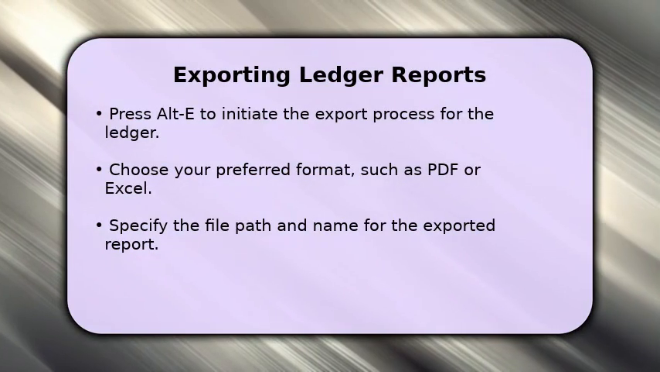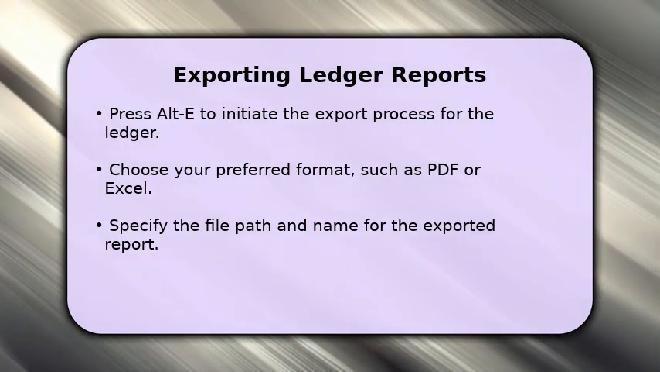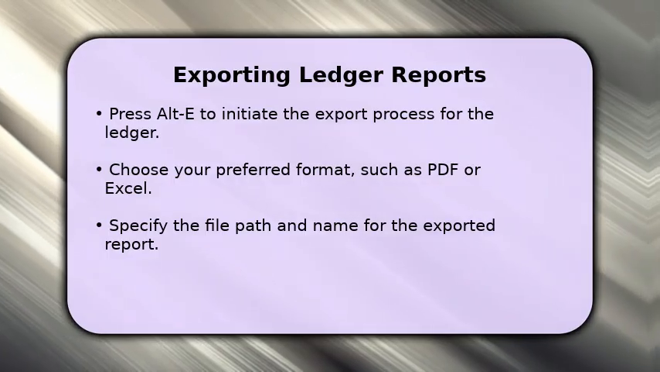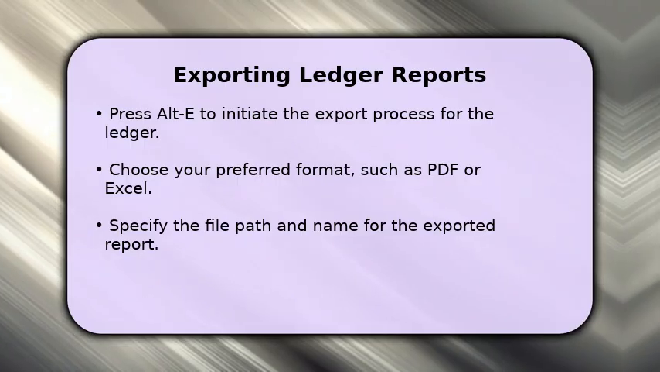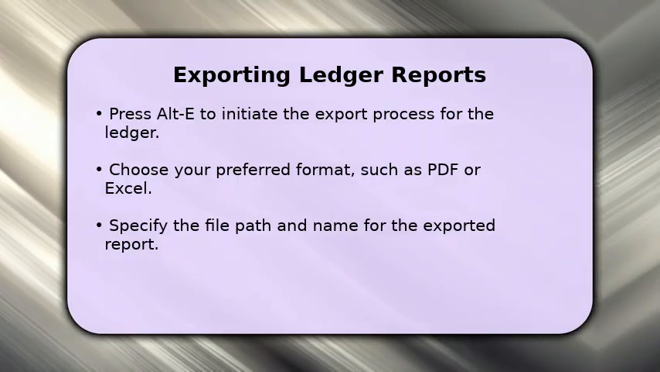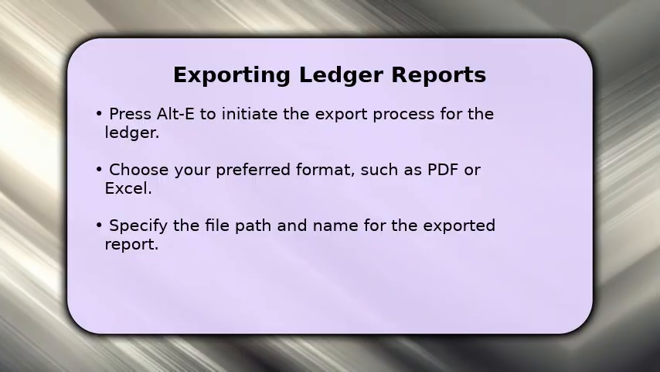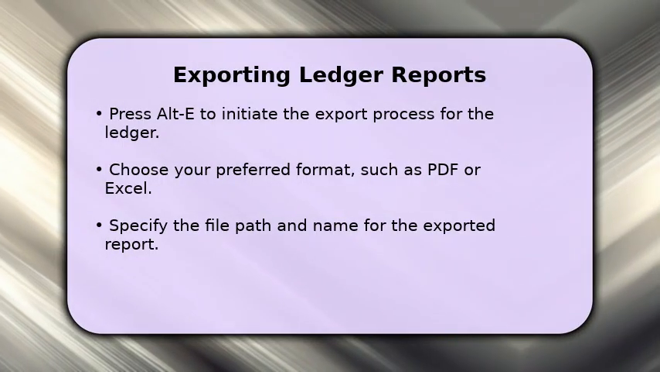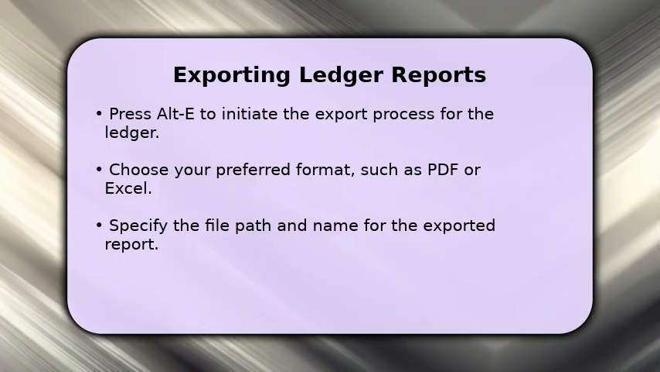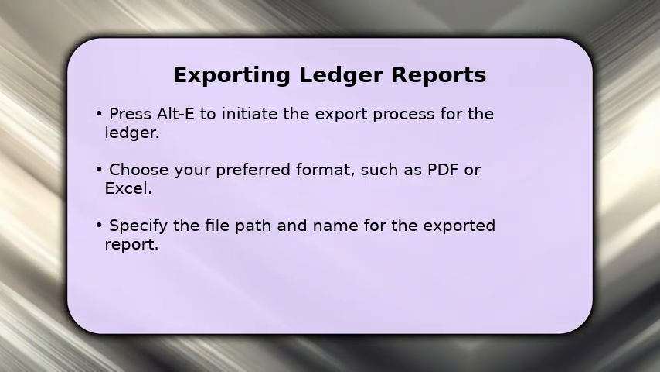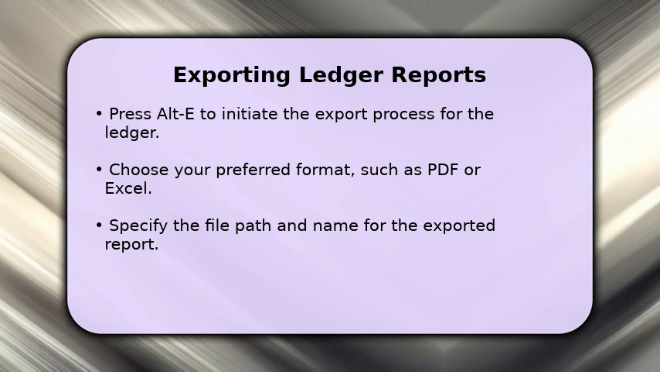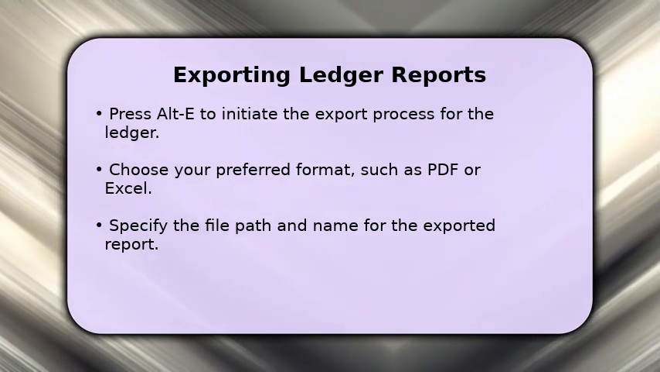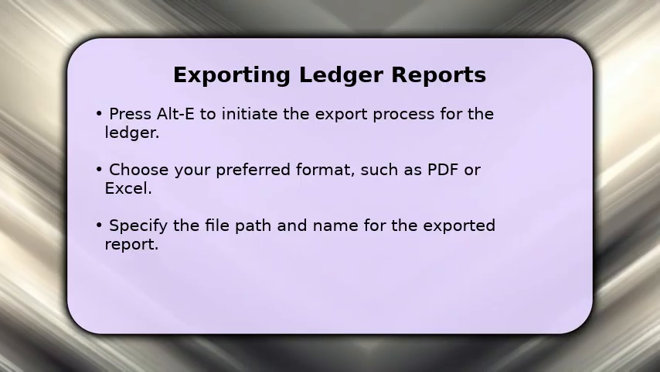After reviewing your ledger, you might want to export the data for further analysis or record keeping. Simply press Alt-T to initiate the export process. Tally offers various formats, including PDF for easy viewing or Excel for detailed manipulation. Remember to specify your desired file path and a clear name for the exported report. If you need a physical copy, you can directly print the ledger report by pressing Alt-P, providing a convenient way to share information.